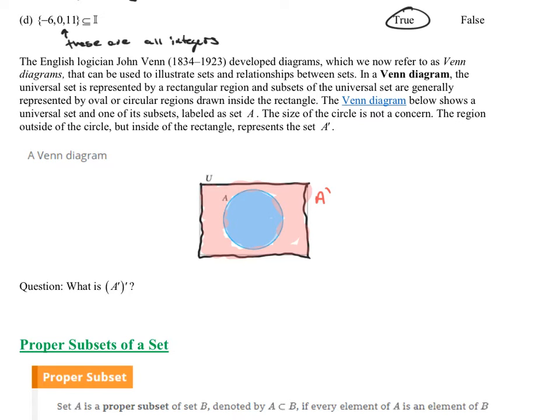So this poses a question. It says, what is A complement? Well, we know A complement is the red area. So what's the complement of the red area? It's everything that's not in the red area, which is the blue area, and we know the blue area is A. So A complement is equal to A.